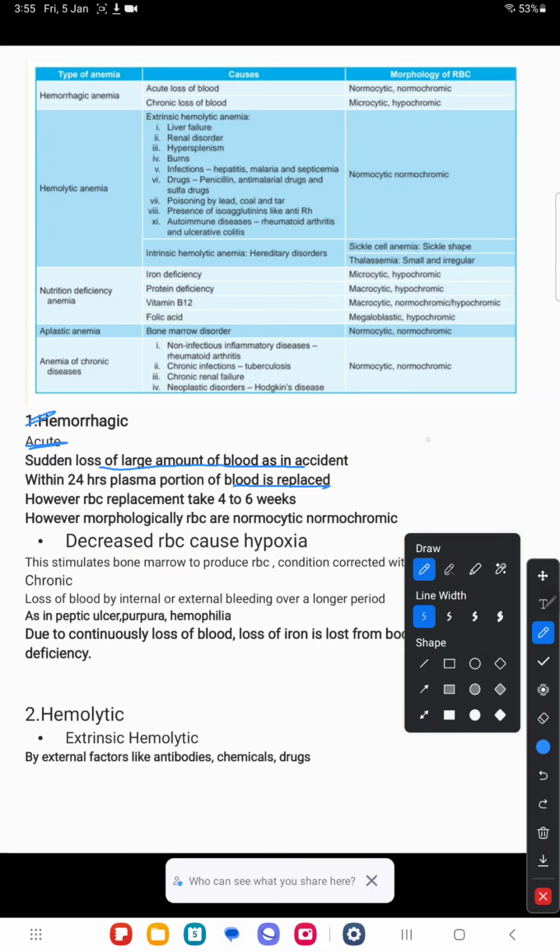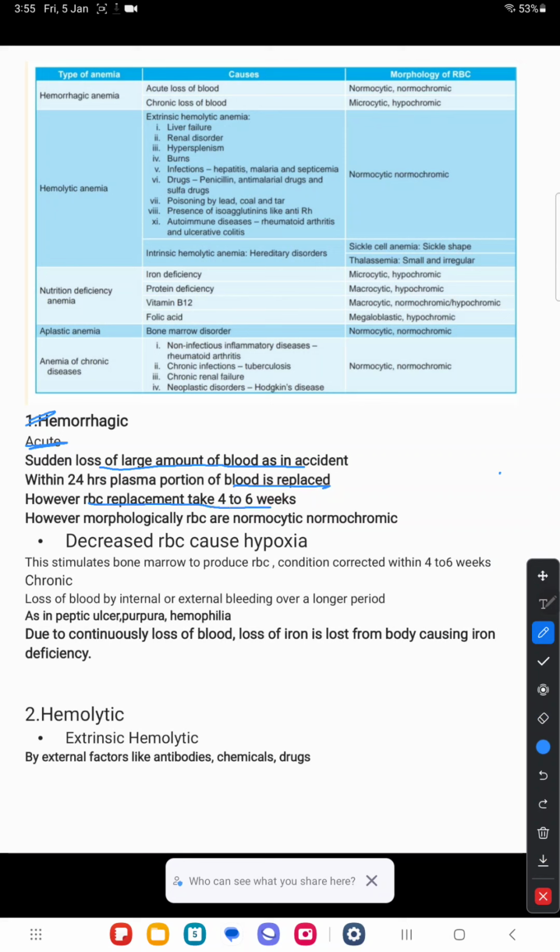Whereas RBC replacement takes 4 to 6 weeks. However, morphologically, the RBCs are normocytic and normochromic. Here, we have to understand that the RBC formation again takes 4 to 6 weeks, but the produced RBCs are healthy, meaning they will have normal size and normal color, so the person has normocytic normochromic anemia. But here we have to see that RBCs take 4 to 6 weeks to reappear, so the RBC content is decreased in that person, but the produced RBCs are healthy, normocytic and normochromic.